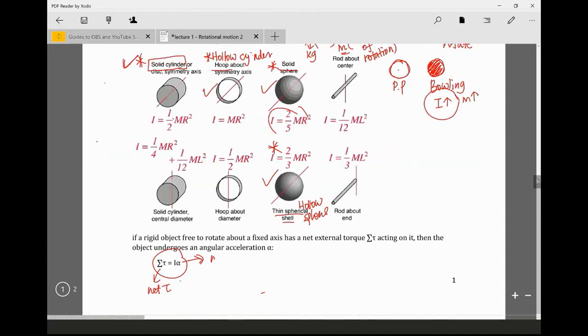So this is in line with Newton's second law, F equals to ma, vector net force equals to m times a. The same goes with rotational motion. In rotational motion, net torque is equal to moment of inertia times the angular acceleration. Okay, moment of inertia, kg m squared, angular acceleration, radians per second squared.